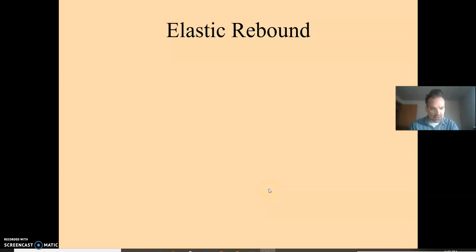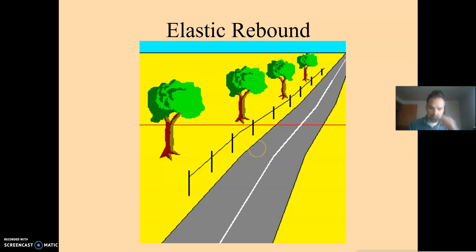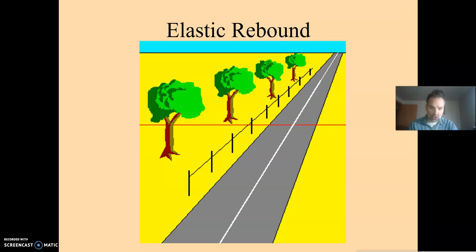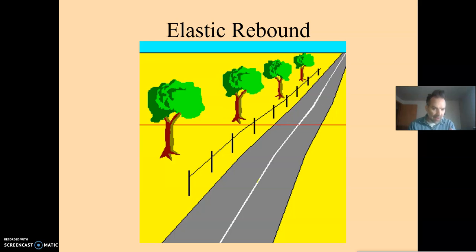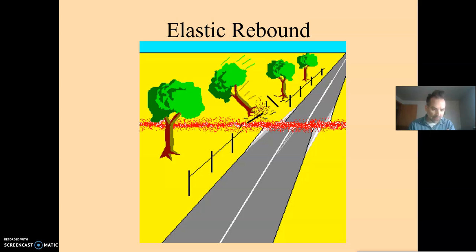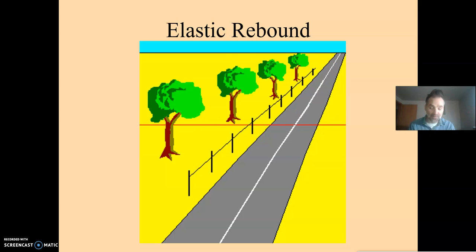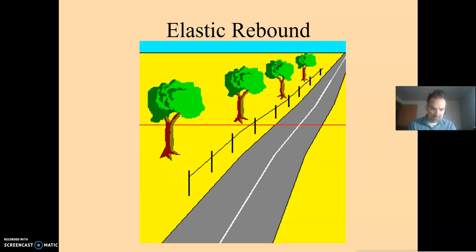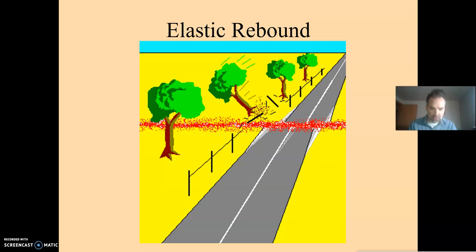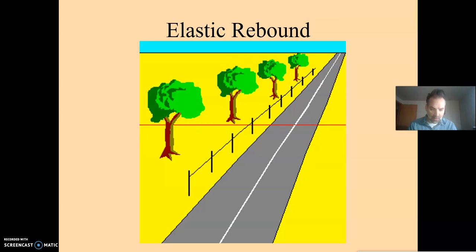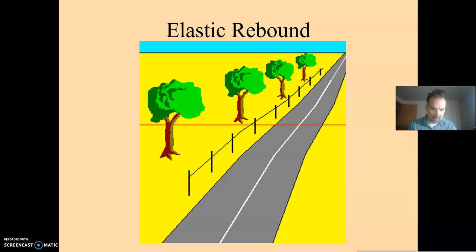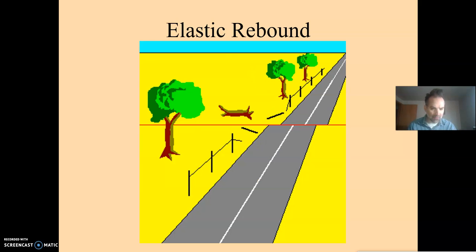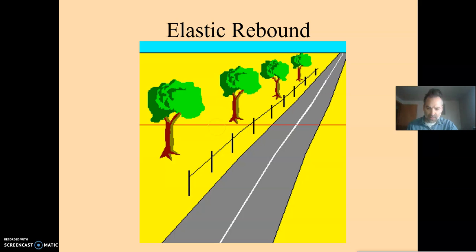So here's an animation showing how elastic rebound theory works. Let's see here. Oh, there it is. It's showing that it bends a little bit, and it reaches a critical limit, and then it ruptures, and then we get our earthquake. So rocks can only hold so much strain until they rupture, and when they do rupture, it's going to be brittle type deformation. So that's that there.